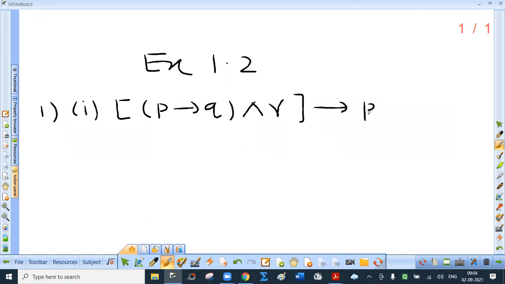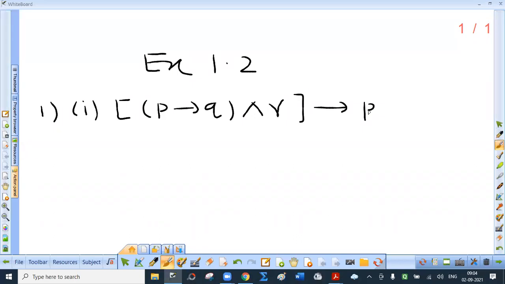It is what? P implies Q and Q implies P. Do not open the bracket as per your convenience. See, there are how many? Let me explain first. There are how many? 2 statements. And how many connectives? 3 connectives. So there are obviously how many rows? 4 rows, because for P and Q, 4 combinations are possible.